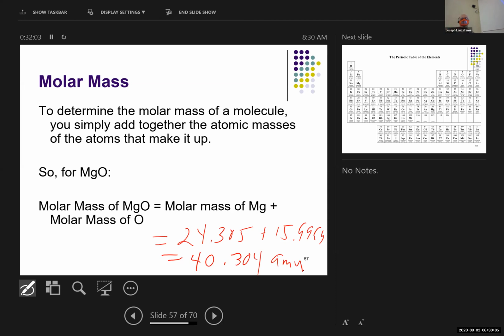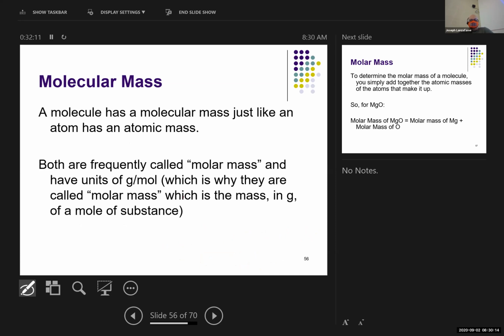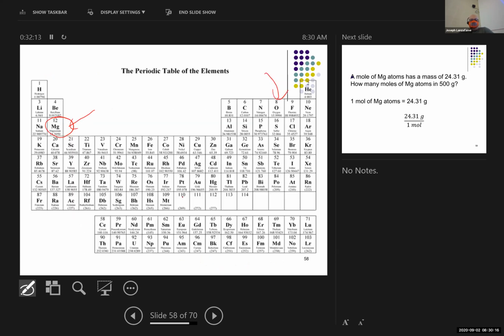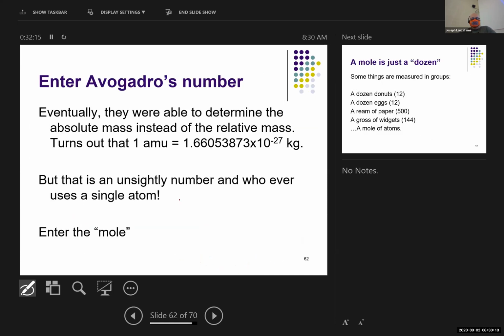Right. And the last few slides of this presentation are actually redundant with the first few slides of the next presentation. So not to confuse you, I'm going to skip over to the next presentation.